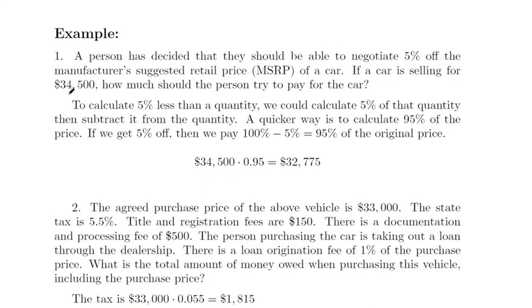Okay, so a person is looking at buying a car. It's listed at 34,500, but they're trying to negotiate 5% off the price. So what should their target price be?